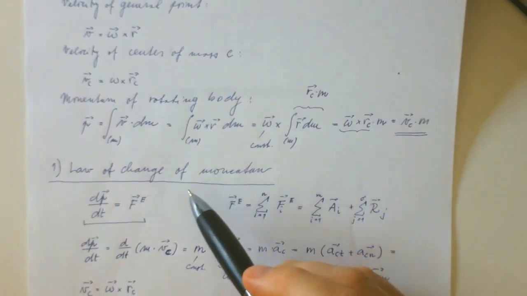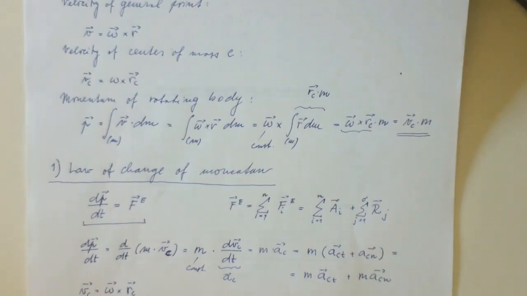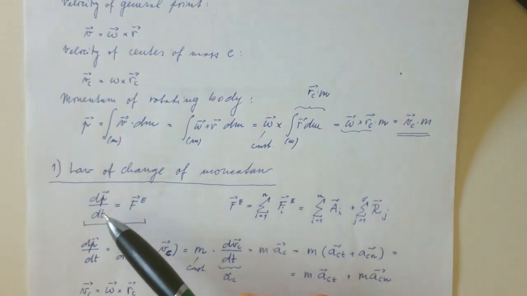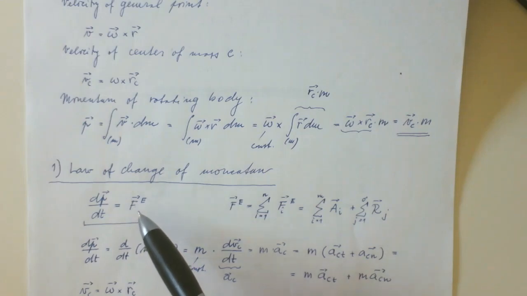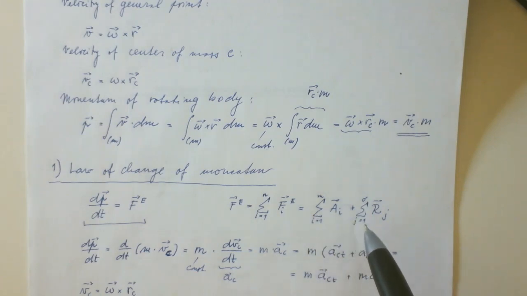Let's talk about the law of change of momentum. So the change of momentum with respect to time is dp over dt, and in accordance with Newton's second law, it is equal to the external force. The external force can be considered as all forces, we mean the resulting force composed from action forces or reaction forces altogether.